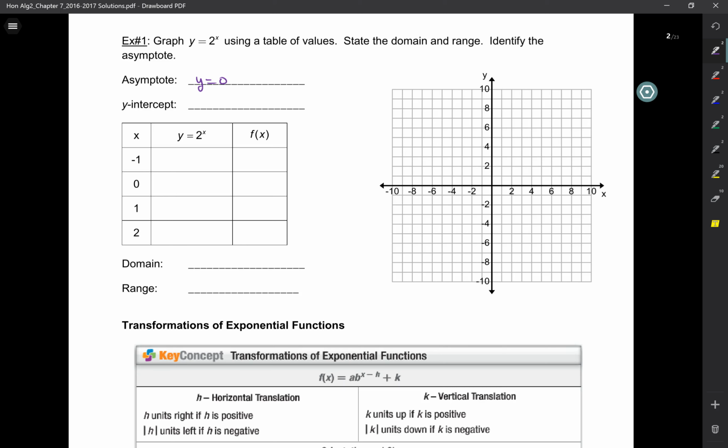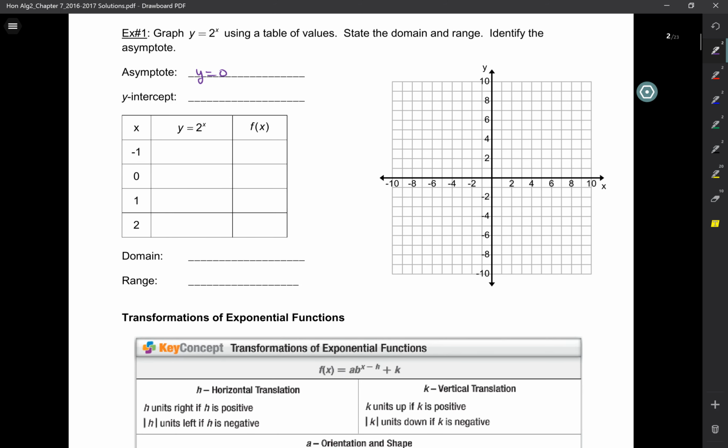Now, the y-intercept is when x equals what? It's when x equals 0, so it'll be f of 0 equals 2 to the 0, and that's what? 1. So f of 0 equals 1 is the y-intercept.